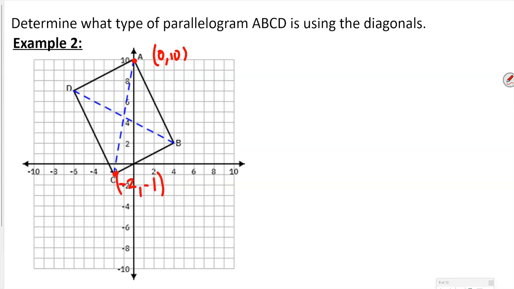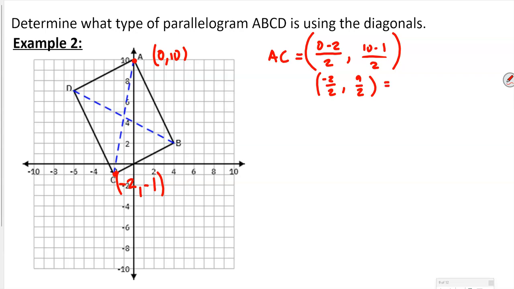So what we're going to do is find the midpoint of AC. And to do that, we're going to go 0 minus 2 divided by 2, comma, 10 minus 1 divided by 2. Those are our x, y values, right? So that's going to be -2 over 2, comma, 9 over 2, right? So that's going to give us, what? -1, 4.5. So that's the midpoint of AC, okay?